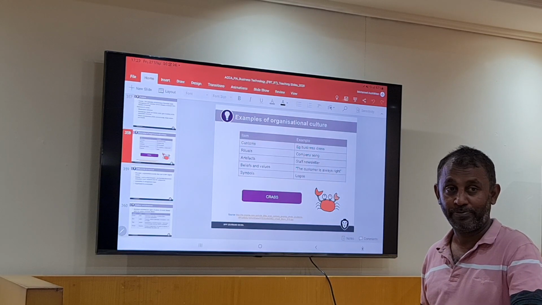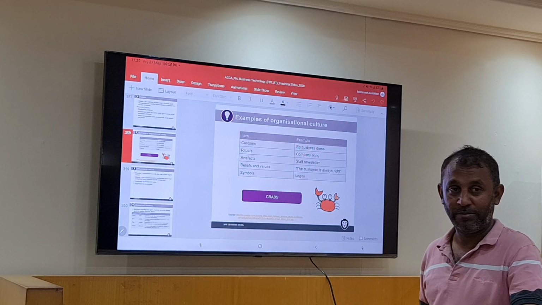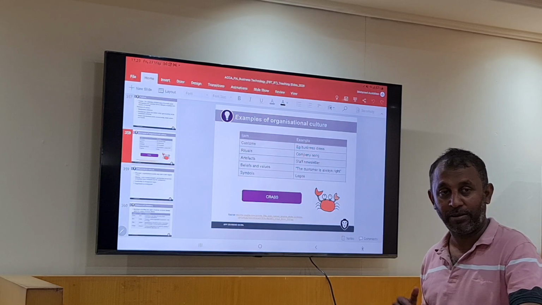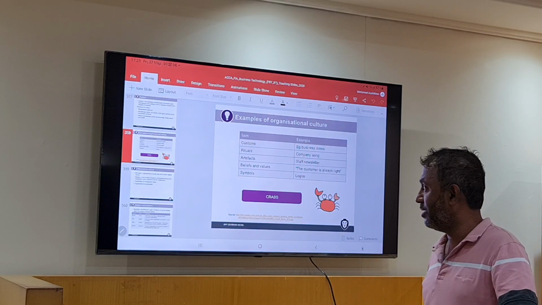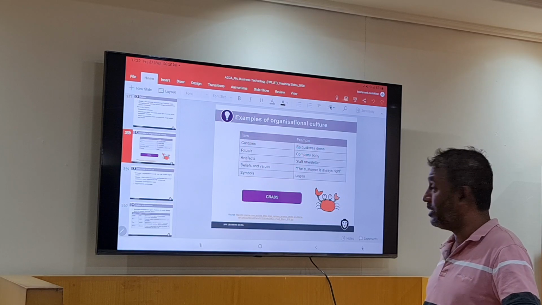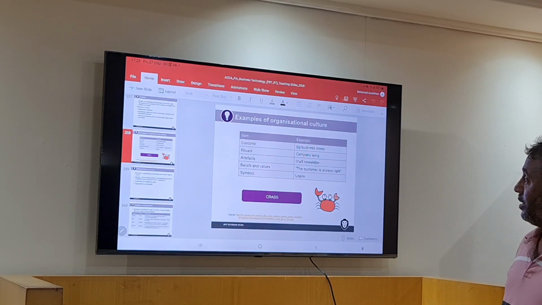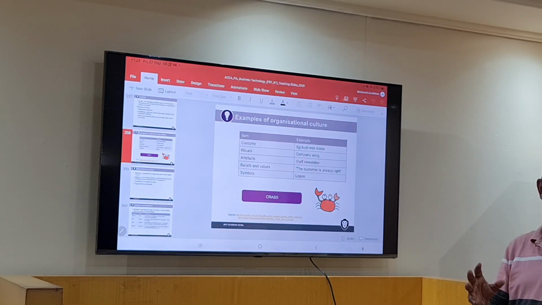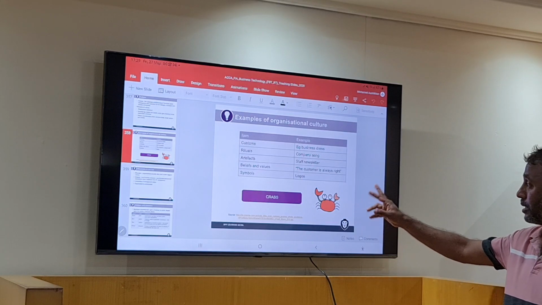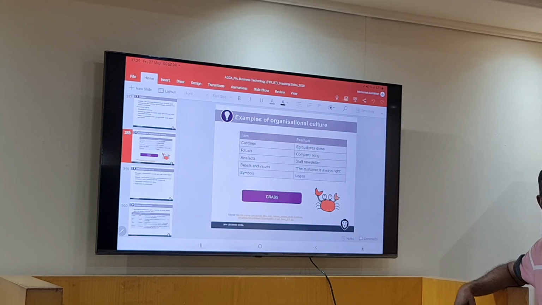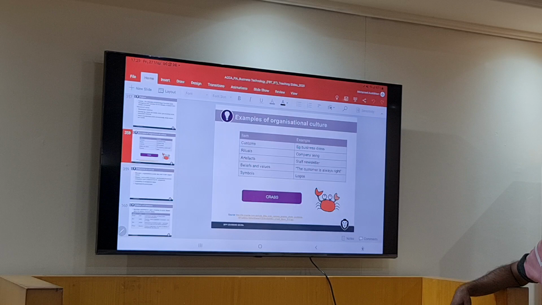The national anthem, where you are very religious to that. And then artifacts, like newsletters that come, and you put messages and all that. Beliefs and rules: the custom is always right. That's one type of belief. It's one culture. Symbols and logos.